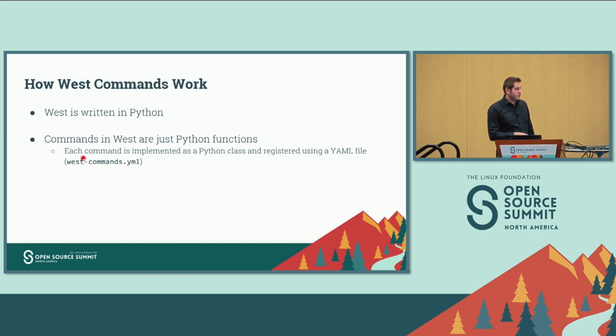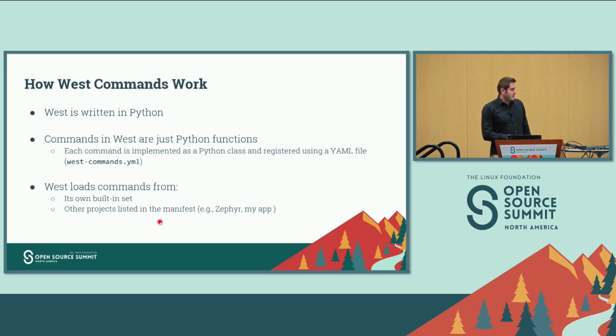You just create a file called west-commands.yaml that has some special format just to tell where these commands are, where to find this file actually. And West is going to load this command from your built-in manifest. So inside your manifest, you just specify where I can find them. Or if you have a dependency, like a module, and this module also has a West command, you can also point at these.